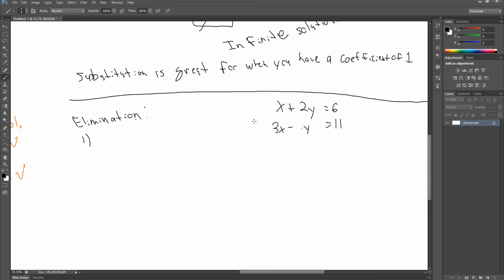Elimination is when we add. Typically we just add because we usually multiply by a negative to subtract. But you can say it's when we add or subtract two equations to get a third one. In this case, if I were to add or subtract either equation, I won't get anything out of it.